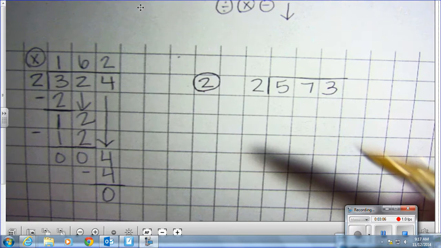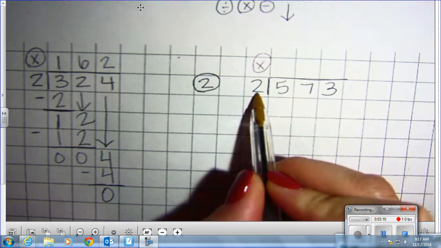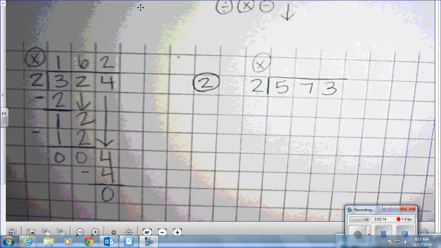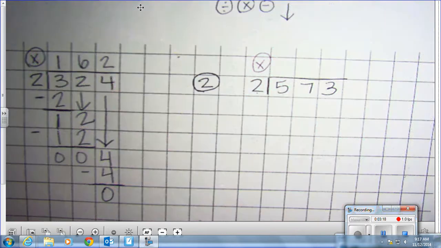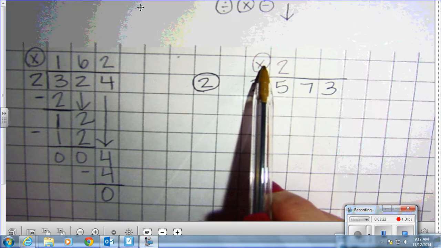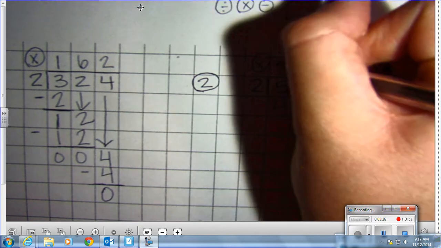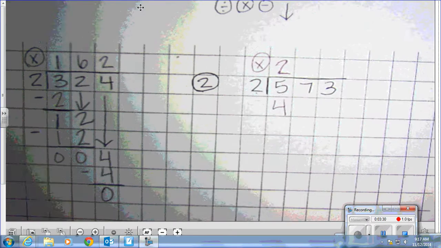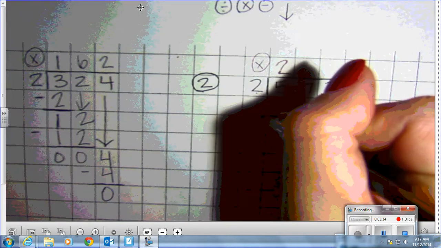All right, first we're going to divide. 2 can go into 5 how many times? I know it can't go into it evenly, but how close can it get to 5? 2, because what is 2 times 2? 4. So I divided, I multiplied. Now what am I going to do? Subtract. What is 5 minus 4?